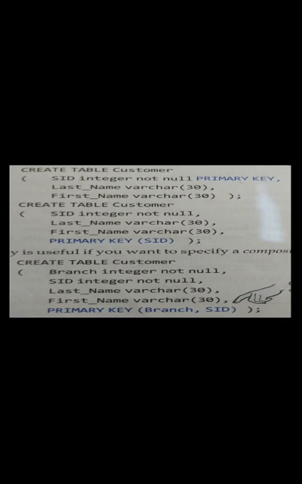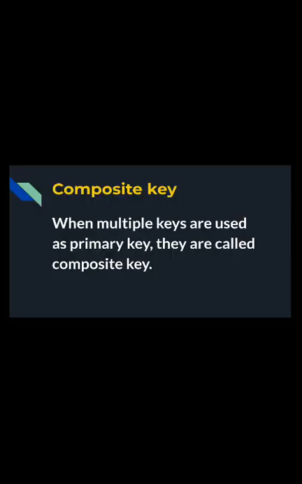Then I can also make the primary key like this here. I've used branch and SID together as the primary key. So branch integer, SID integer, last name, first name, and primary key branch comma SID. So they both together are making it the primary key. At this point, this primary key is known as the composite key. So this is what I've just told you: when multiple keys are used as the primary key, they are called composite keys.